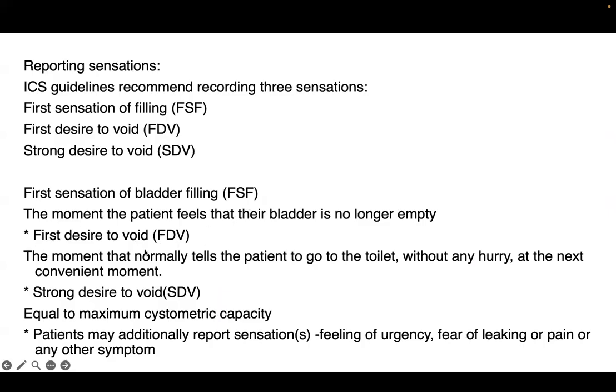Then first desire to void. The moment the patient tells us that she will go to the toilet without any hurry. She is feeling the urge of urination, but not in any hurry. So this is first desire to void. What is strong desire to void? When the patient cannot wait, she will wet herself. This is strong desire to void, and it is equal to maximum cystometric capacity. The patients may additionally report sensations like feeling of urgency, fear of leaking, or pain, or any other symptoms.